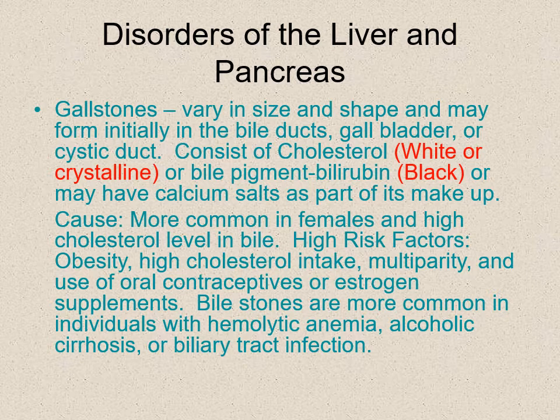Now, gallstones vary in size and shape and may form initially in the bile ducts, gallbladder, or cystic duct. They may consist primarily of cholesterol, in which case they're white or crystalline, or bile pigments, bilirubin, in which case they're usually black. They tend to have a lot of calcium salt precipitates as part of their makeup.